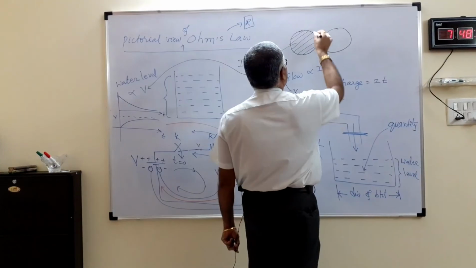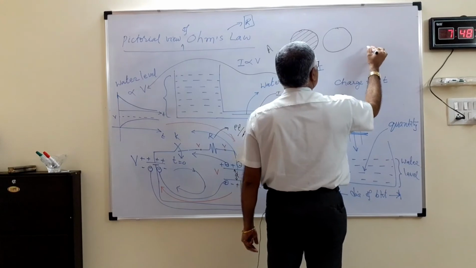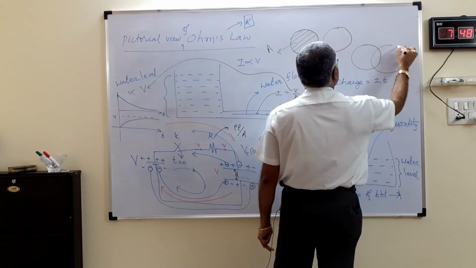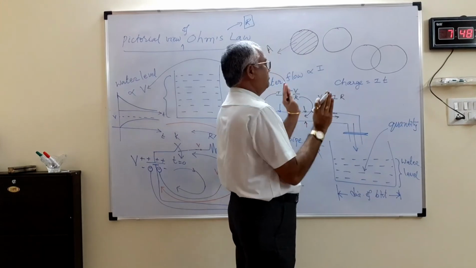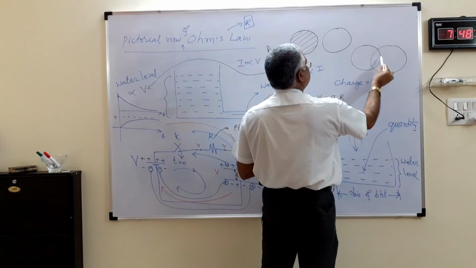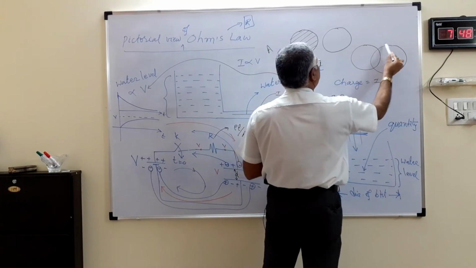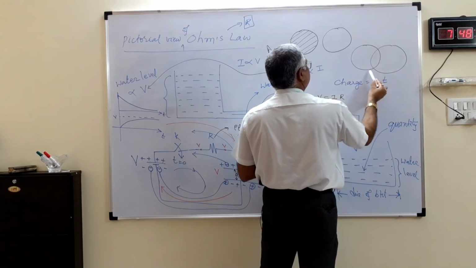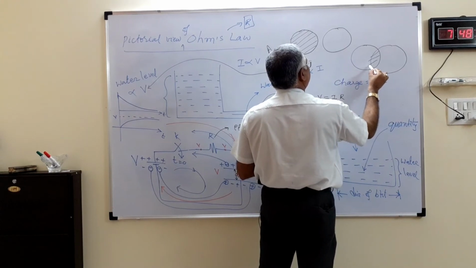But not always necessarily like this. Sometimes one chapati is like this, another chapati like this, so some part is overlapped. Then how do you calculate A? A is not this. A is not this. A is not this. A is this.